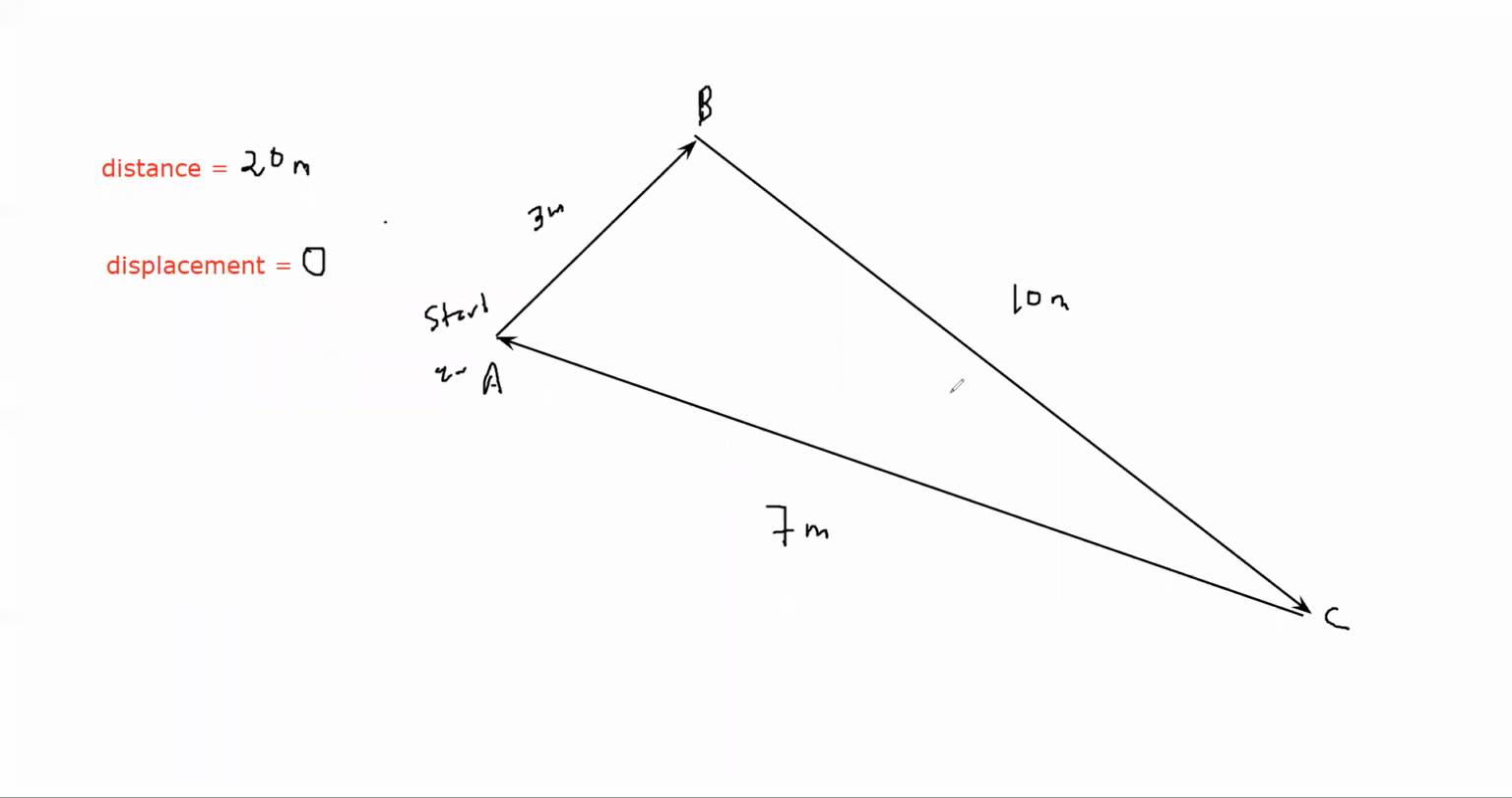Is it clear? When you return, there is no displacement between the starting and the ending point. The starting and the ending points are the same. That's why the displacement is 0. So the object covers some length, but the displacement is the shortest distance between the 2 points. But if the starting and the ending points are the same, in that case the displacement will be 0.